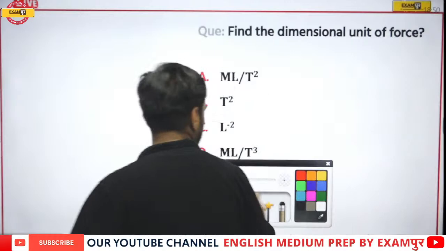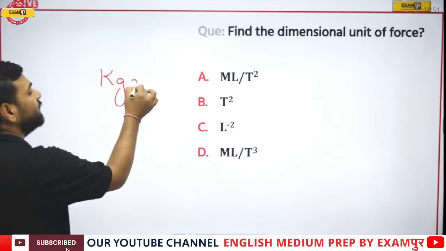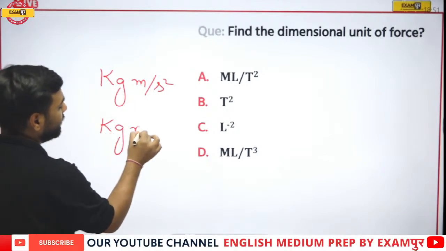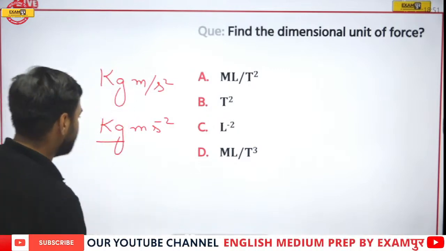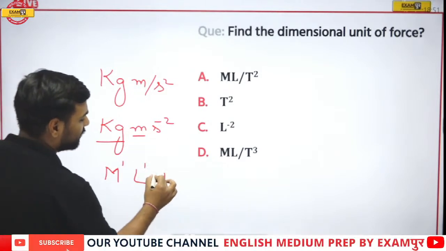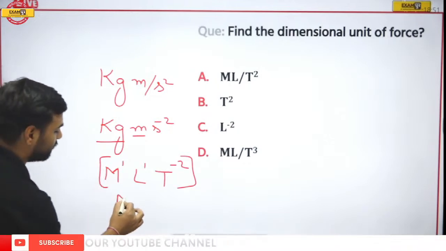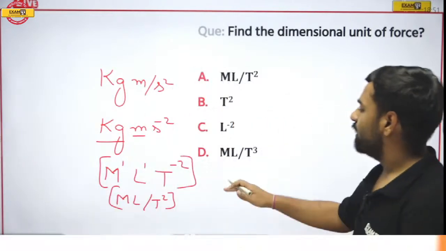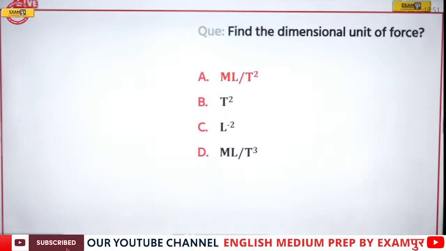Next, find the dimensional unit of force. What is the dimensional unit of force? Who can tell me about this? When I talk about force, I am talking about kg meter per second square. Kg means mass, so M's power is 1. Meter is length, 1. Second means time, that is -2. So it will be MLT-2, or I can also write it in this manner, ML by T square. So yes, here we have ML by T square, option number A, as the correct answer.